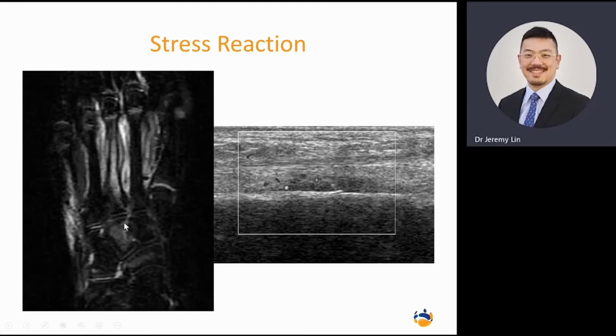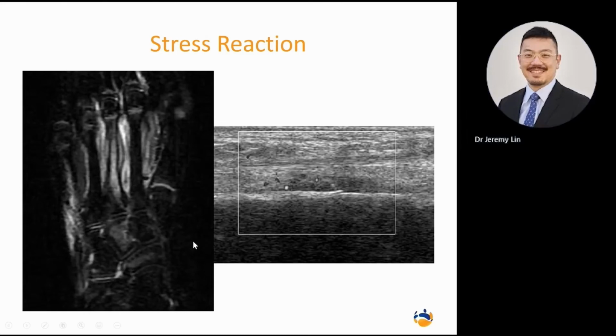Here is a stress reaction. This is a high-grade stress reaction on MRI. You can see that you've got the periosteal reaction, marrow edema, and possibly a small undisplaced stress fracture here as well. But compared to the other modalities, this is much, much easier to detect.